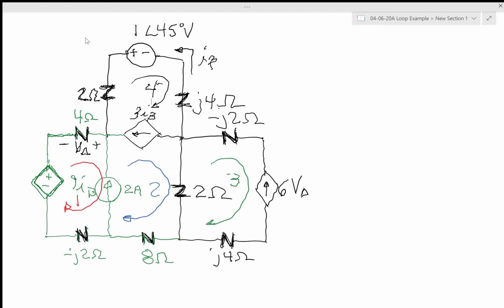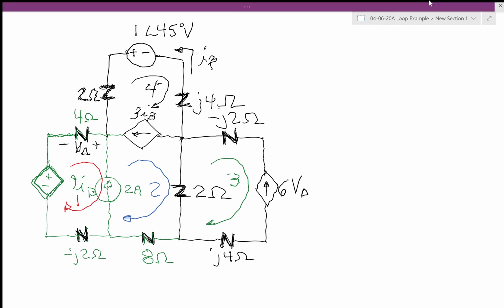Okay, we're gonna try this. This is the node equation. Actually, this is the loop equation example. And so the first thing you want to do is go in and designate your currents. So I did. I1 is red, I2 is blue, I3 is green, and I4 is black.